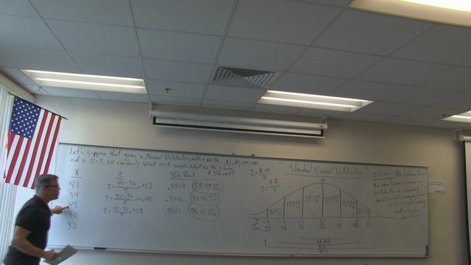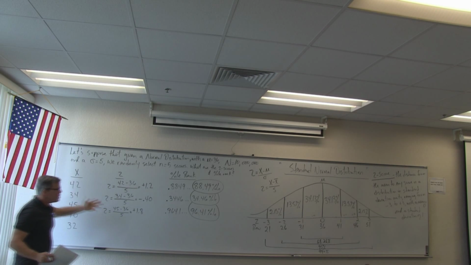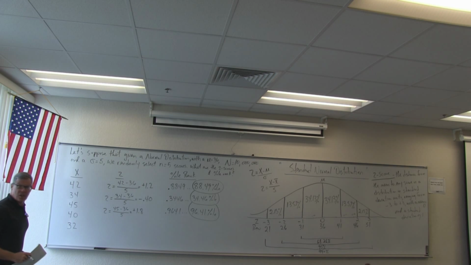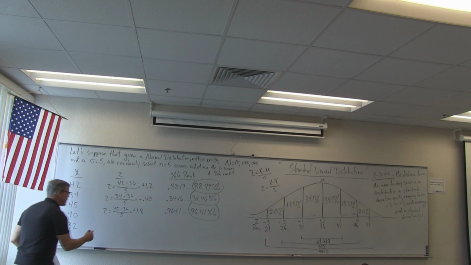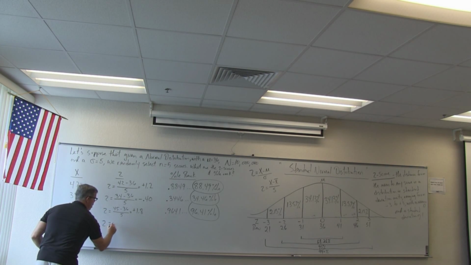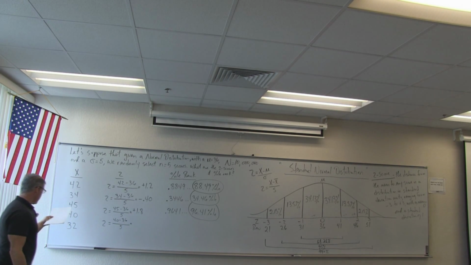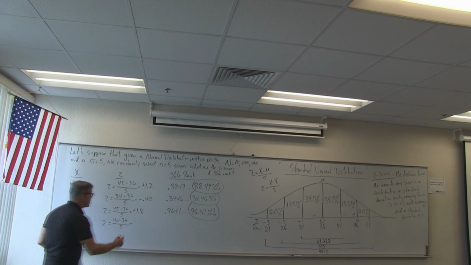This particular student who scored 45 actually did better than about 96.5% of the kids who took the test. Pretty good. He actually scored in the top 5%. The score of 40, is Z going to be positive or negative? Yeah, now our job is to determine just how positive. Z is the score, 40, minus the mean, 36, over the standard deviation, 5. That looks like 4 over 5, or our Z of 0.8.